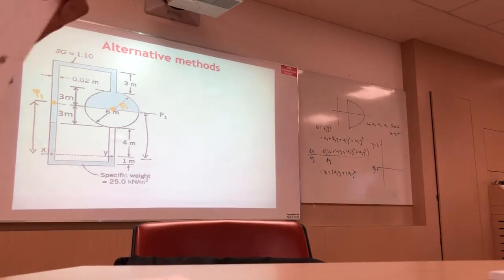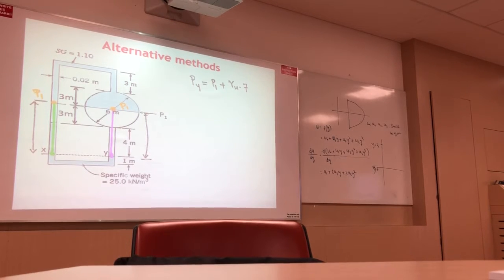Then I can say the pressure from here to here, I choose this point, right? The pressure from here to here is equivalent to the pressure from here to here. That's the same. Then I can say this is Py, right? I say this is Py.